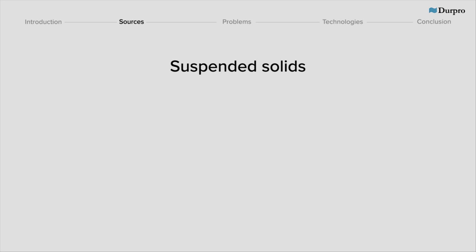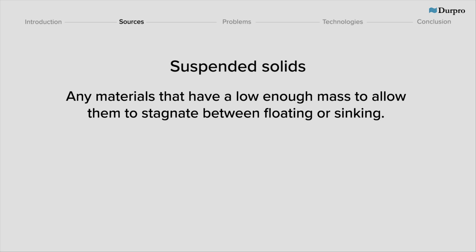Simply put, suspended solids are any materials that have a low enough mass to allow them to stagnate between floating or sinking. They fall into 3 main categories. Mineral particles. They are particles coming from minerals like iron. The mineral particles are responsible for the catalysis of oxidation and hydrolysis reactions in a humid environment.